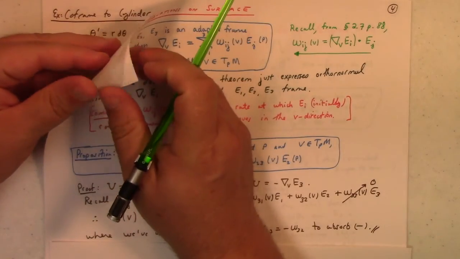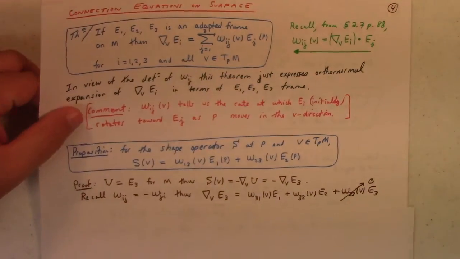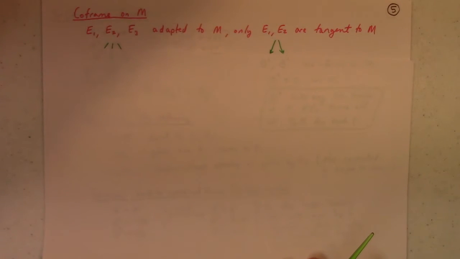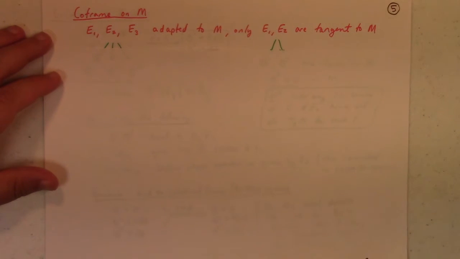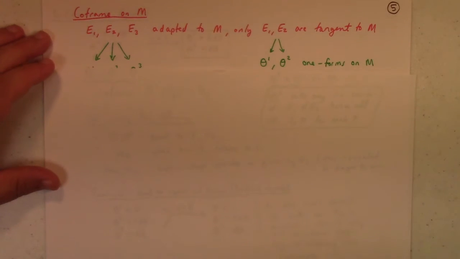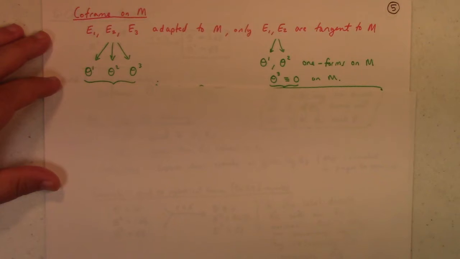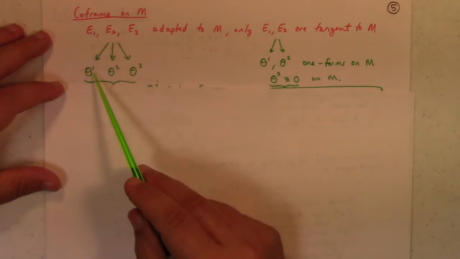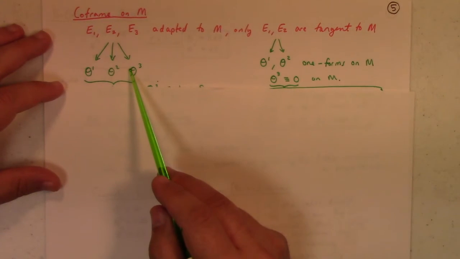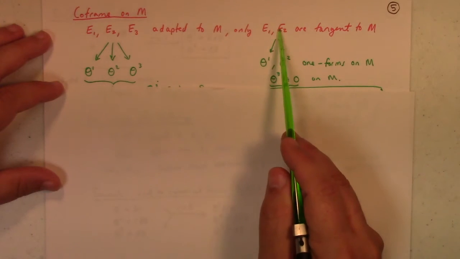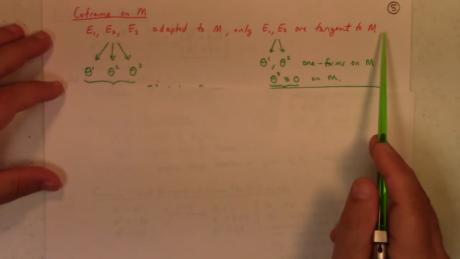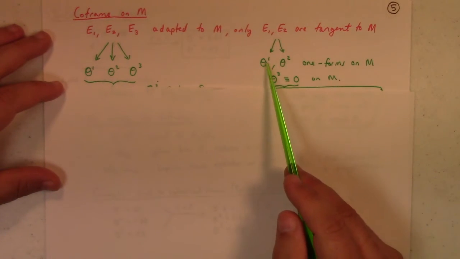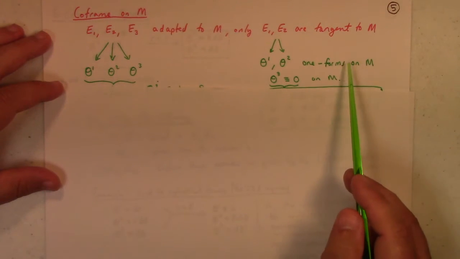Well, we looked at coframes, right? And we used wedge products and exterior derivatives and some other things. So let's get back to that again. We have E1, E2, E3 adapted to M. That means E1 and E2 are tangent to M, right? So, of course, for the adapted frame you could think about the coframe theta 1, theta 2, theta 3, but really only E1 and E2 are on the tangent space. They're really tangent vector fields. So it's only the theta 1 and theta 2 forms that are on M.